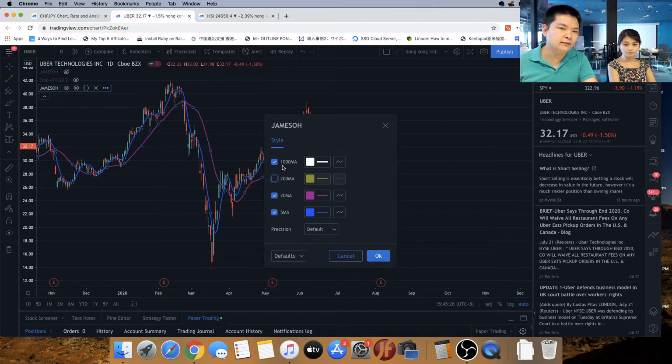And let's get rid of the 1000 MA, also because I've never explained it, and secondly because it hasn't even shown up on the chart, since we don't have enough data to plot the 1000 MA. So let's get rid of these two.